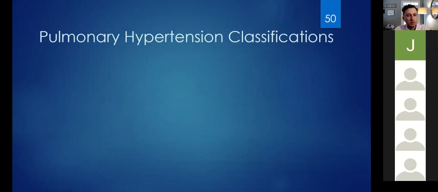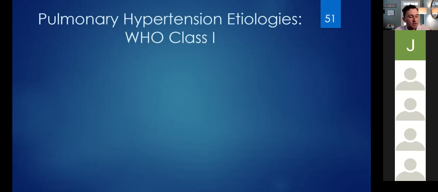Let's talk about pulmonary hypertension classification. So if you take anything away from the lecture, I want you guys to understand how we classify pulmonary hypertension. Because if you know the classifications, then the workup and the treatment will become intuitive. So if you can commit this to memory, I think everything else will kind of fall into place. So there are 5 classes.